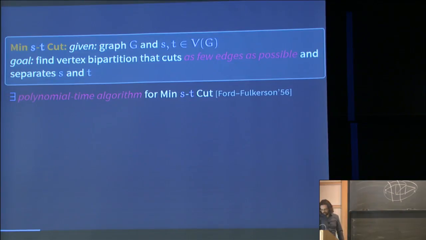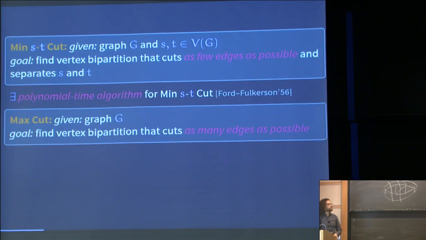So now let me ask what happens if instead of finding a minimum cut, we want to find a maximum cut. So the same setup, we have a graph, and now we want to find the bipartition of the vertices that cuts as many edges as possible. Okay, so I could have kept these vertices S and T that we wanted to separate. I could have kept them in the definition, but somehow that wouldn't change much in the discussion. It's just that the classical definition of this problem is without S and T for max cut.